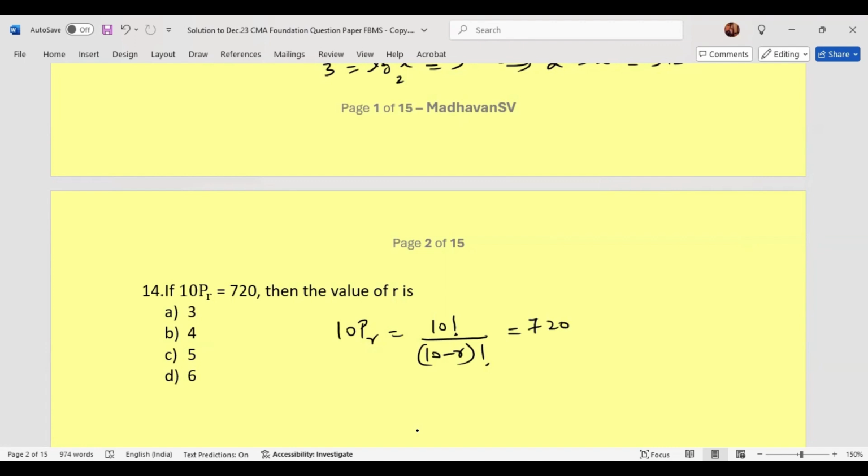Now, 720 can be written as, we know 5 factorial is 120. 120 into 6 is 720, which means this is 6 factorial. Now, we can rewrite this as 10 into 9 into 8 into 7 into 6 factorial. That is, this 10 factorial in the numerator I am writing like this, divided by 10 minus R, the factorial, is equal to 6 factorial.